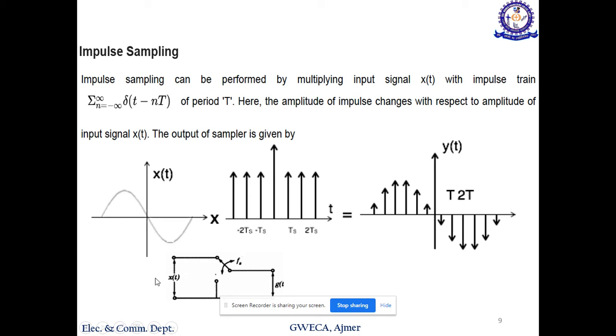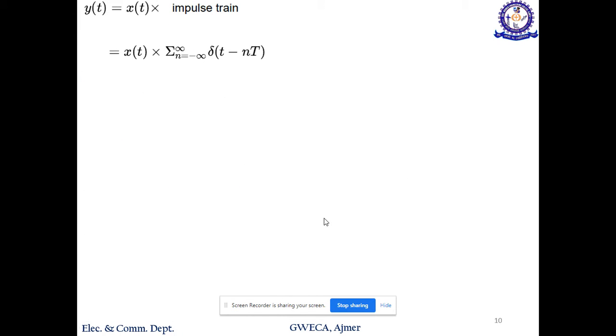In the sampler circuit, you have one input x(t) and one switch with frequency fs, or we can say the switching period is 1 upon fs. Your output is given by the simple input multiplied by the impulse train, x(t) multiplied by the impulse train.